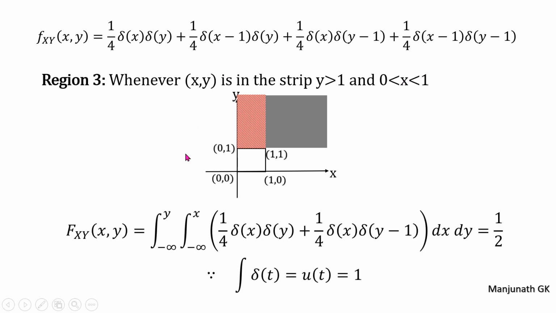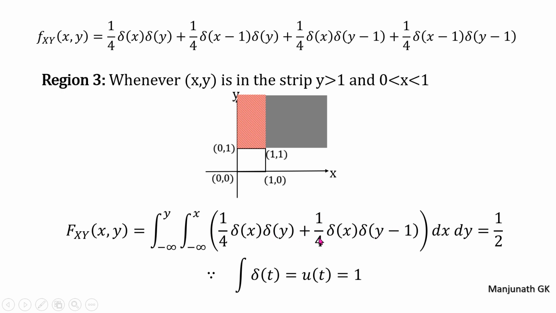As a result, the bivariate CDF can be calculated by considering the first and third functions here: 1 by 4 delta of x into delta of y plus 1 by 4 into delta of x into delta of y minus 1.